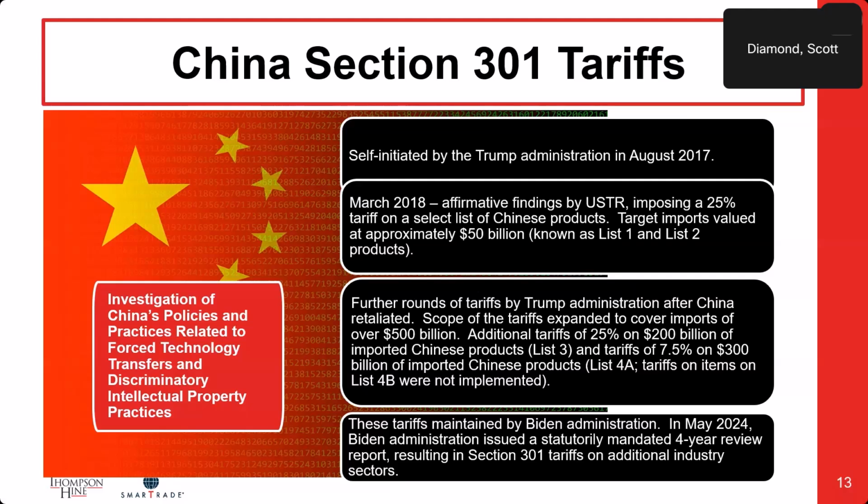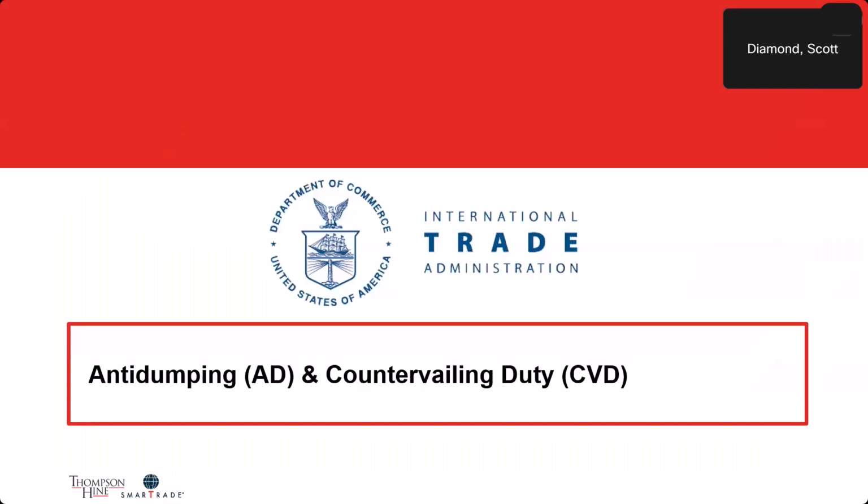So very quickly, similarly, there used to be an exclusion process for Section 301 when an affected U.S. party could not obtain what they needed from a source other than China. However, the bulk of those have expired, and there's only very limited ones since October for certain machinery from China used in domestic manufacturing. And with that, I will turn it back over to Michelle to begin addressing anti-dumping and countervailing duty issues. Thank you, Scott.